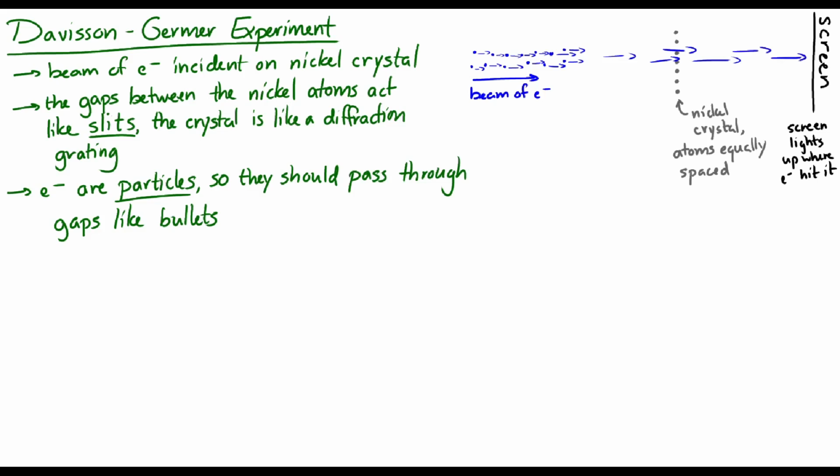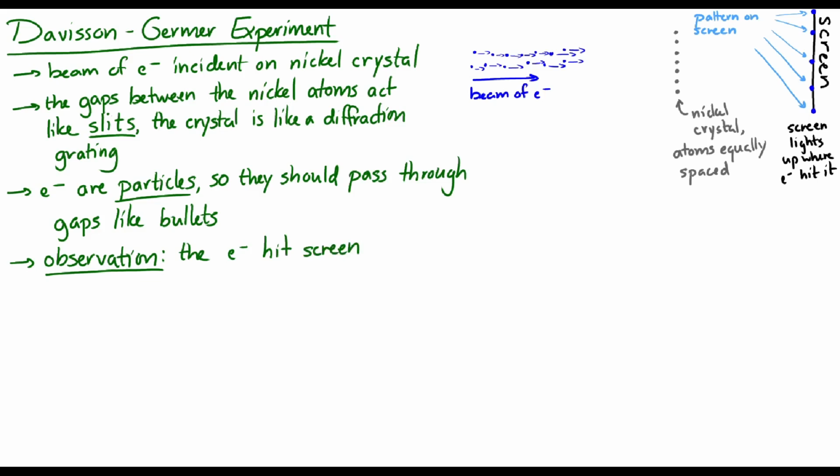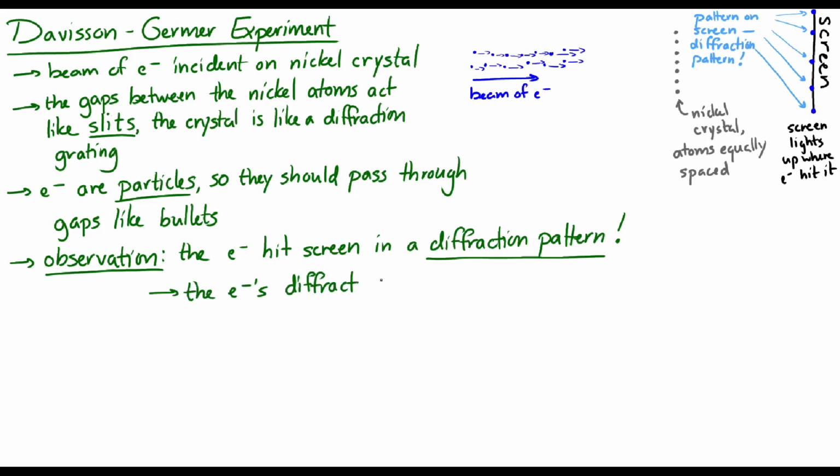However, when this is done in a laboratory, what's observed is we don't get a single dot, like little bullets passing through a lattice and hitting one part of the screen. Instead, the pattern that's observed on the screen is more complicated. The electrons hit the screen in a diffraction pattern. The electrons, when passing through these slits, diffract. The electrons exhibit wave behavior.